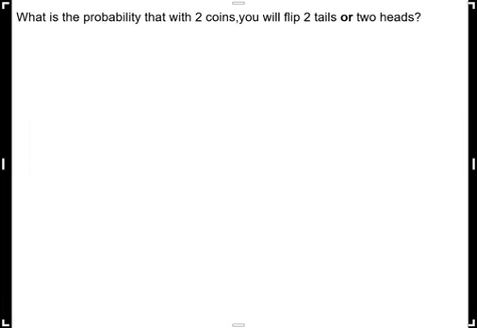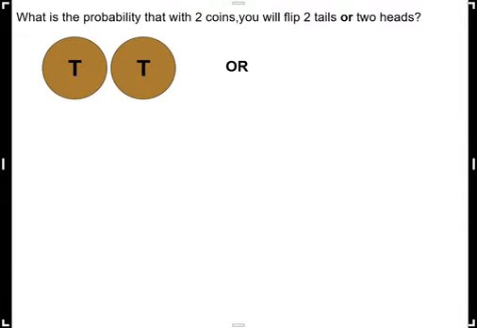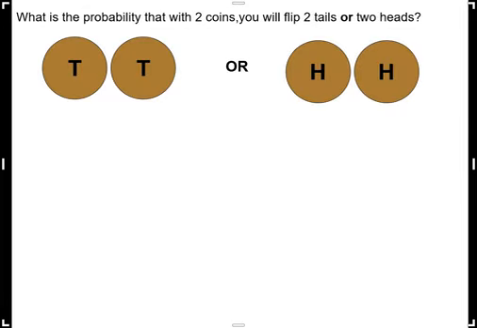Okay, so let's put this a little bit more simply, maybe. What's the probability that with 2 coins you will flip 2 tails or 2 heads? All right, so we've got 2 tails or 2 heads. Let's think about this for a second. What's the probability of 2 tails? Well, first we need to know the probability of a tail. If you flip a coin, the probability of getting a tail is 1 out of 2. Right? So this probability here would be 1 out of 2.